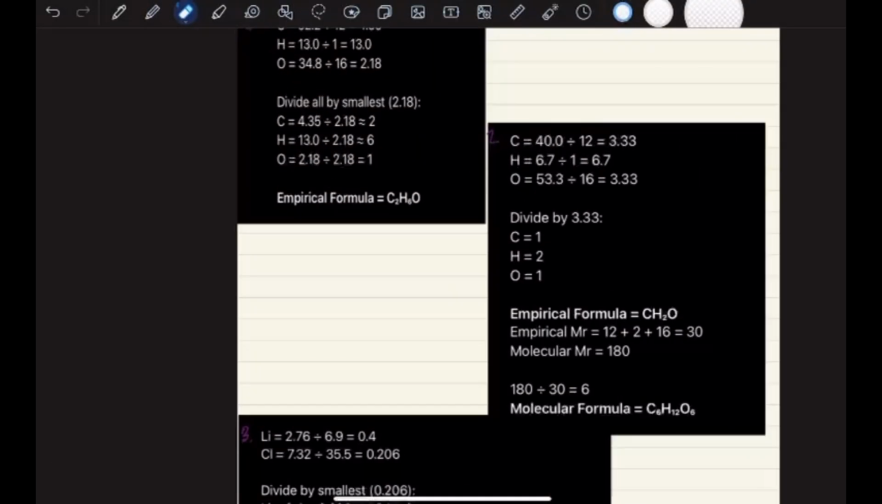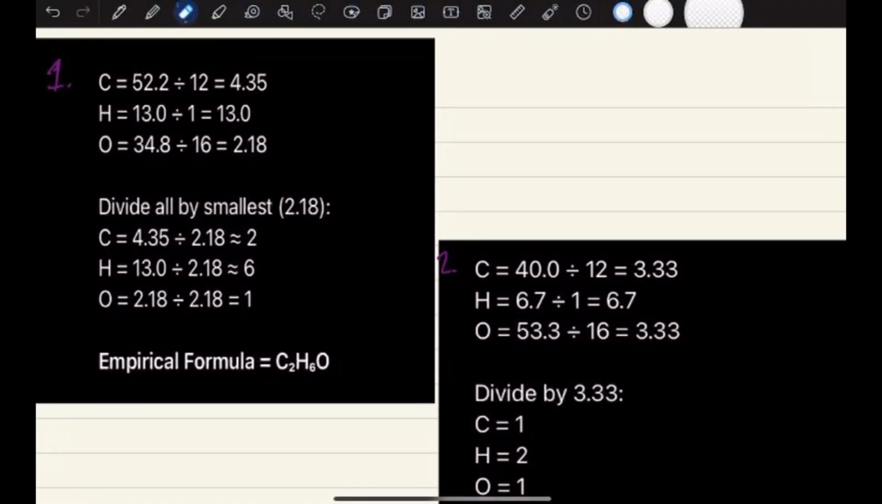Here are your answers. If you look at question 1, again, you're using those percentage compositions, right? So you can find the periodic table. Carbon is 12, hydrogen is 1, oxygen is 16. You do the exact same process that we did before. This time you're going to get the empirical formula as C2H6O.